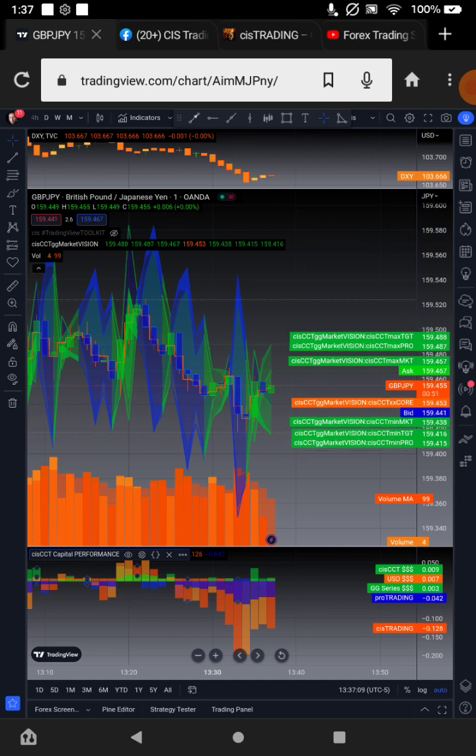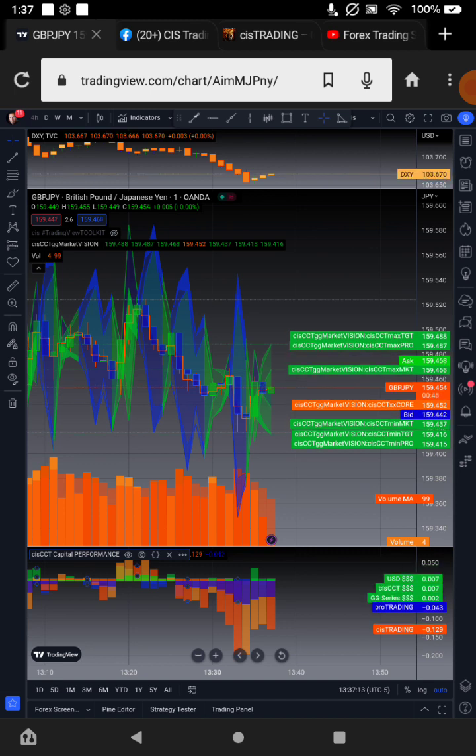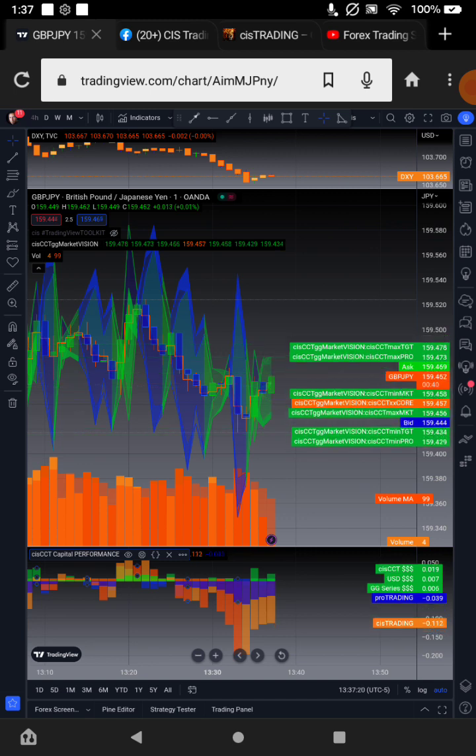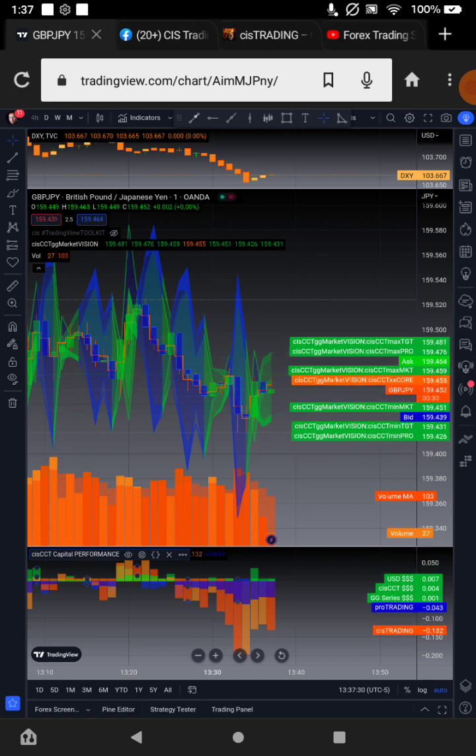In focus, pound jumpy, Great British Pound, Japanese yen. What we're going to look at is the pound yen, pound jumpy. We've got a price here of 159.463. This is a brokerage at Oanda through TradingView.